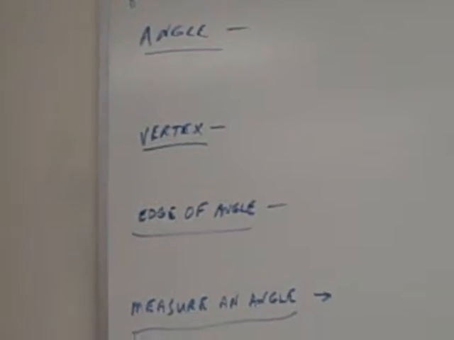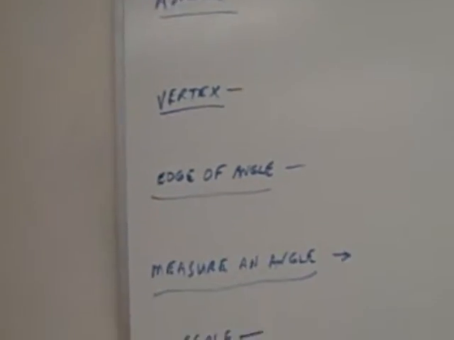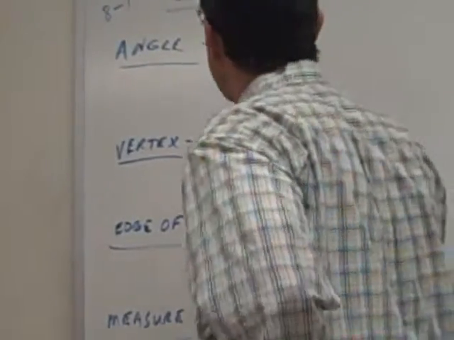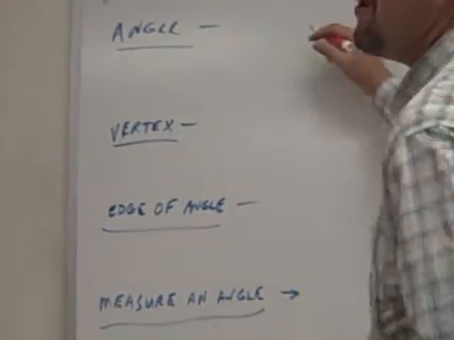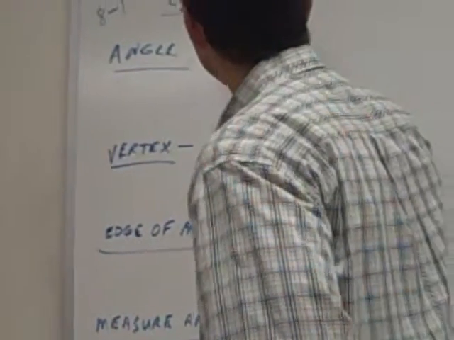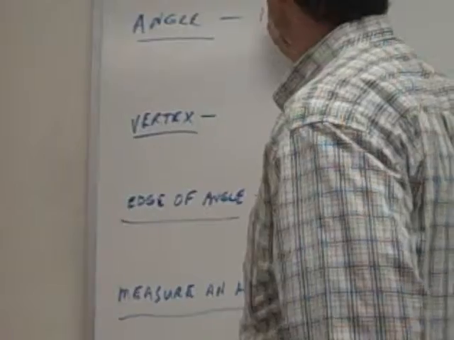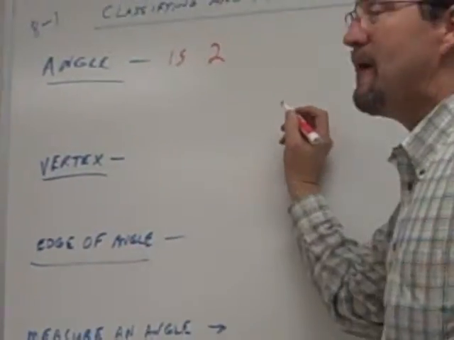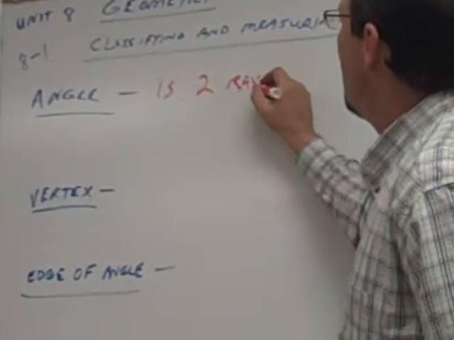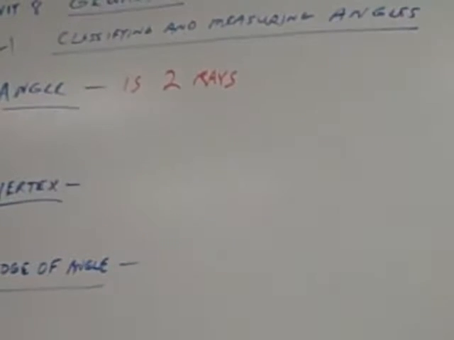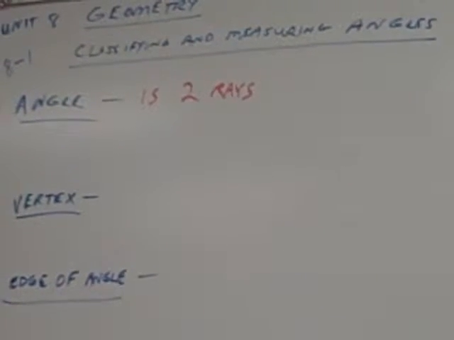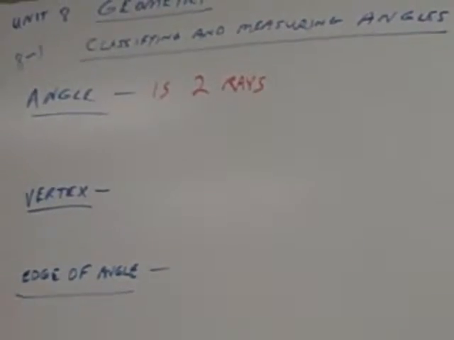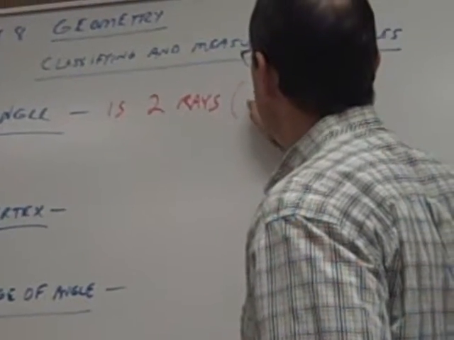Where two intersecting lines meet and form varieties of degrees. Ooh, man, that's pretty good. I like part of it. I'll use part of it. An angle is two rays. Not Bills or Bobs, but Ray. Little joke. Anybody know what a ray is?